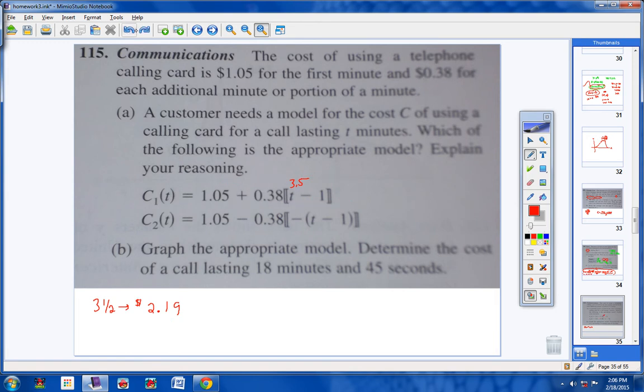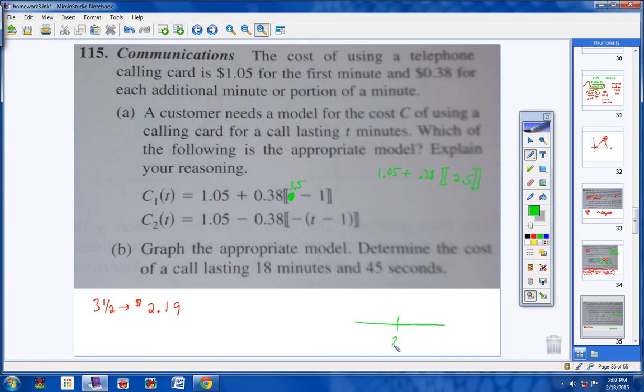Okay? So, here we go. Where t is right here, I'm going to put 3.5. So let me get a different color. Cross this off. I'm going to put 3.5. Okay? So let's go ahead and simplify. I now have $1.05, watch carefully, plus 0.38. Then I have my greatest integer symbol. Hopefully you remember what those are. Greatest integer. I have 3.5 minus 1. That's 2.5.